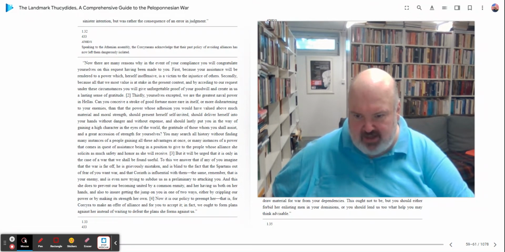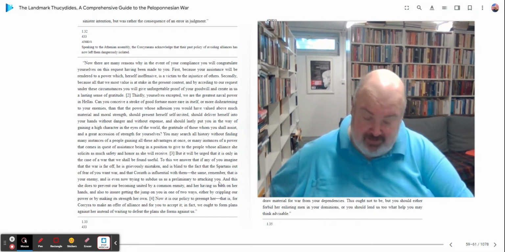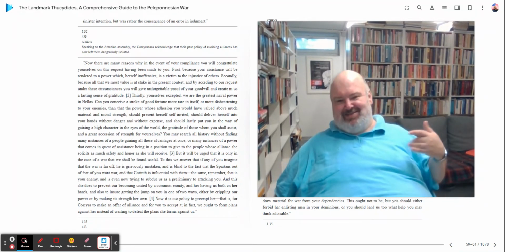if any of you imagine that this war is far off, he is grievously mistaken, and is blind to the fact that the Spartans, out of fear of you, want war, and that Corinth is influential with them. Remember that she is your enemy, and is even now trying to subdue us as a preliminary to attacking you. Again, this is so powerful.